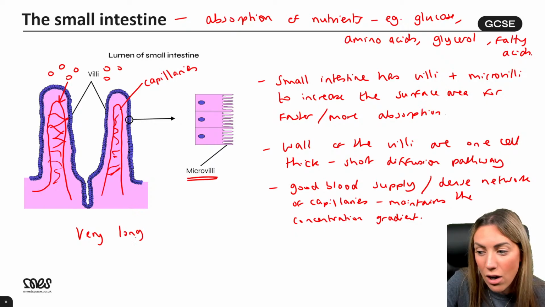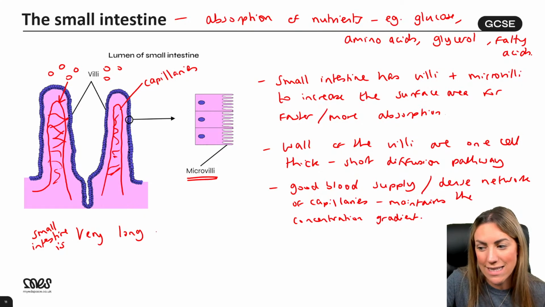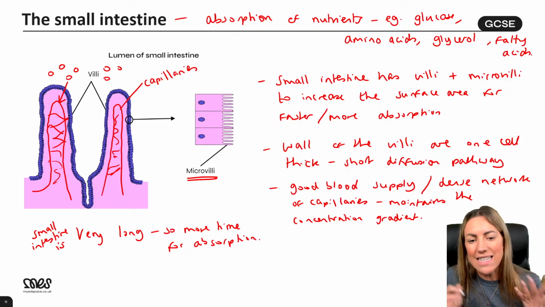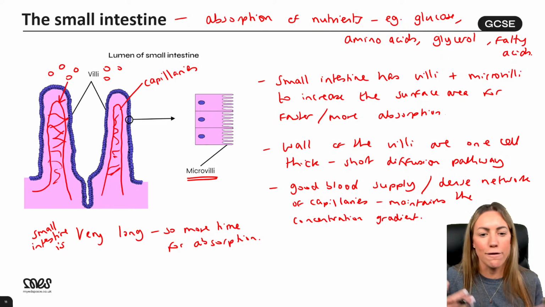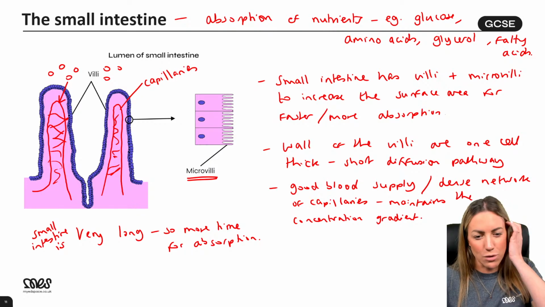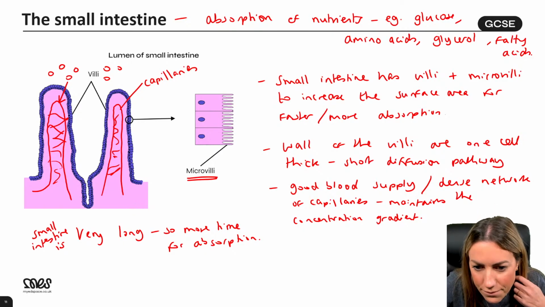It's very long. The small intestine. Now, you might think that wouldn't get you a mark, but if it's like a 4 to 6 marker, it does. The small intestine is very long, so more time for absorption. Notice that I'm trying to explain each adaptation. I'm imagining this is like a 4 to 6 mark question about how the small intestine is adapted for absorption. So you could say the small intestine is very long. I think it's about 9 meters long, so more time for absorption.